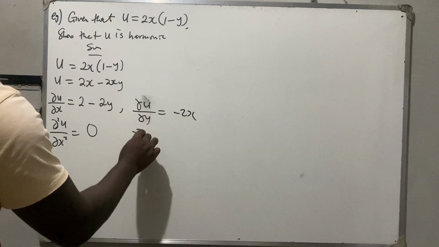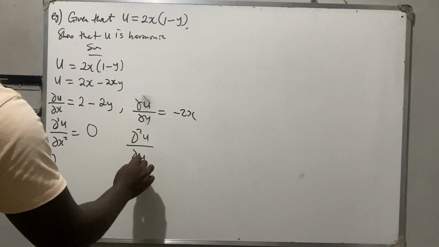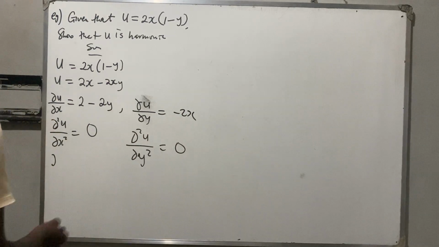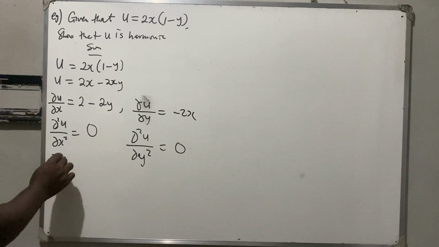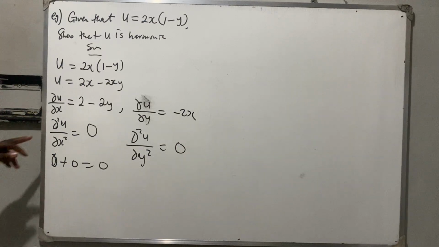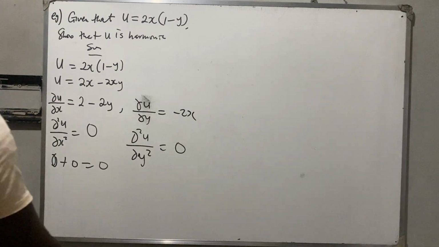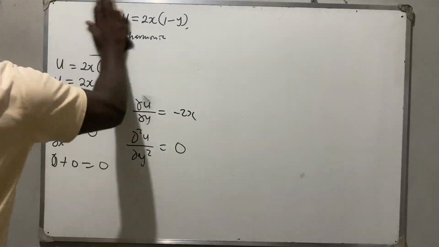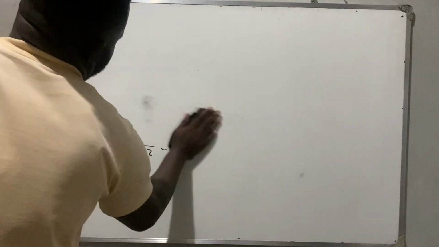So partial squared u over partial y squared will give you, there's no y here, so here is 0. So if you check, 0 plus 0 is giving us 0. So it is now proved that this is harmonic because the addition of this is supposed to give us 0 and the addition of zeros is 0. So it is harmonic.